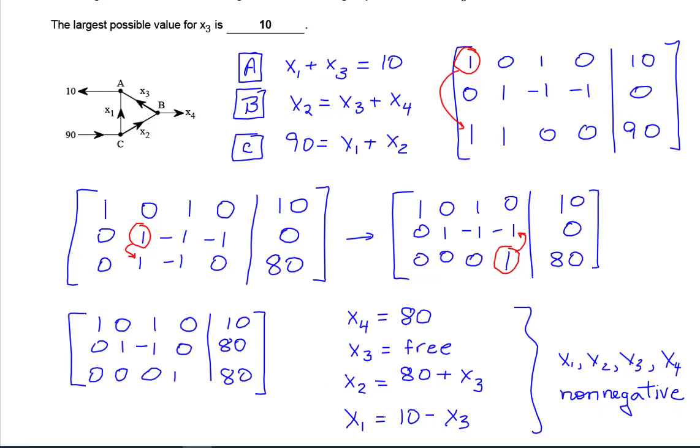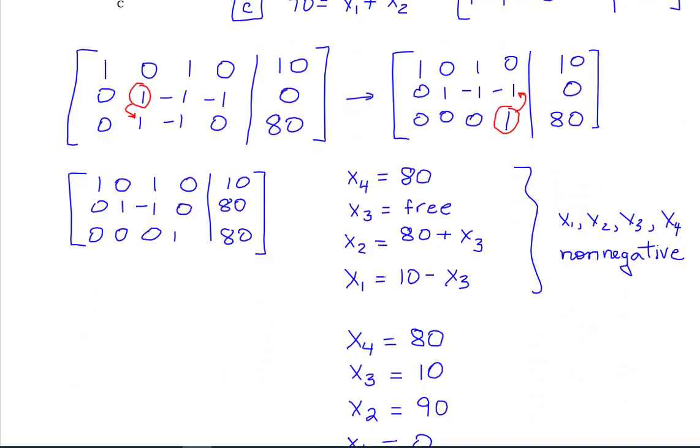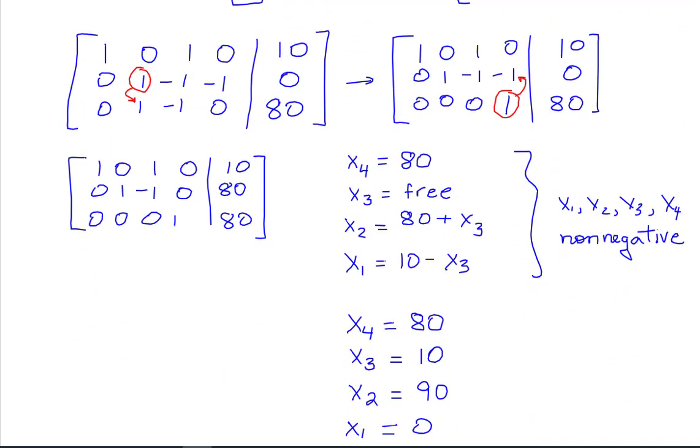Now, one of the constraints was that each of these numbers has to be non-negative. So even though x3 is free, there's a limit as to how big it can be. Well, the biggest it can be is x3 is 10, because when it's 10, that means x1 is 0, and we can't have x1 be negative. And so the flow pattern would look like 80, 10, 90, and 0.